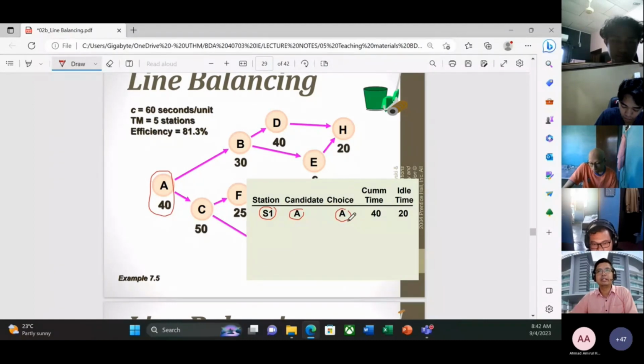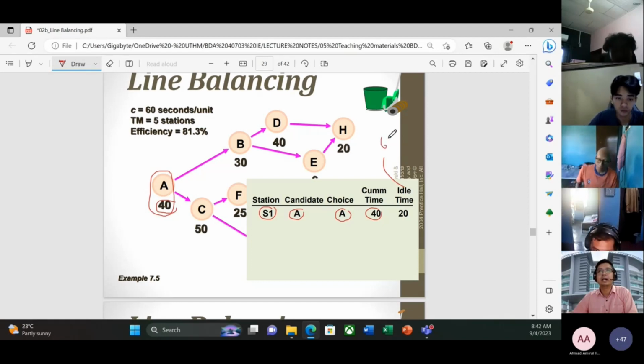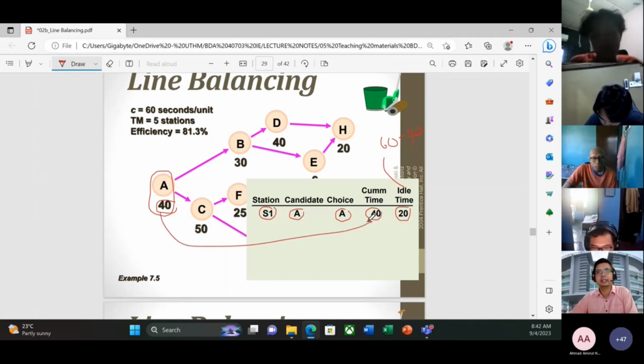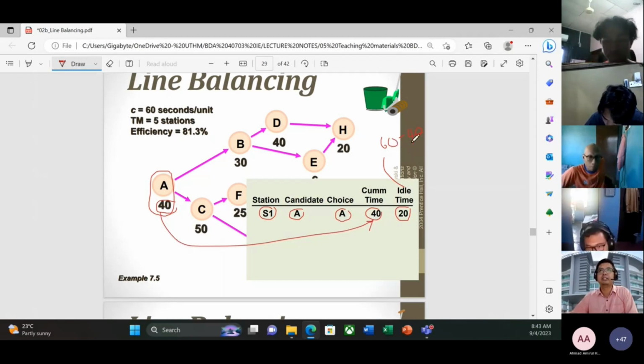So what is the cumulative time? Cumulative time is based on our second time, so we look at our 40. How do we calculate the idle time? In order to calculate the idle time, we take our 60 seconds minus 40, so we get a balance of 20. This is our idle time. Okay, the station 1, candidate A, choice A, cumulative time is 40, and then the idle time is 60 minus 40. Okay, clear.